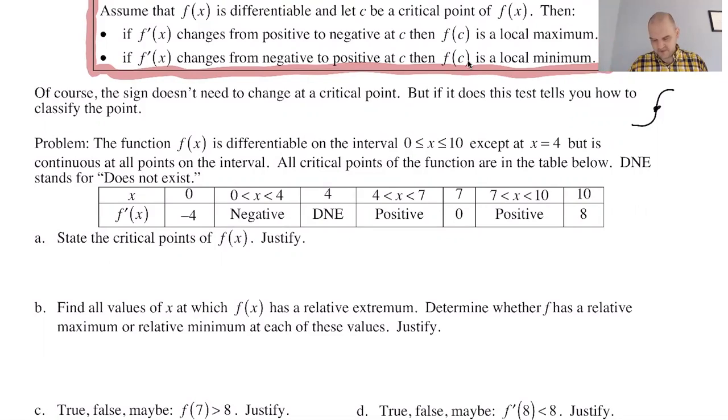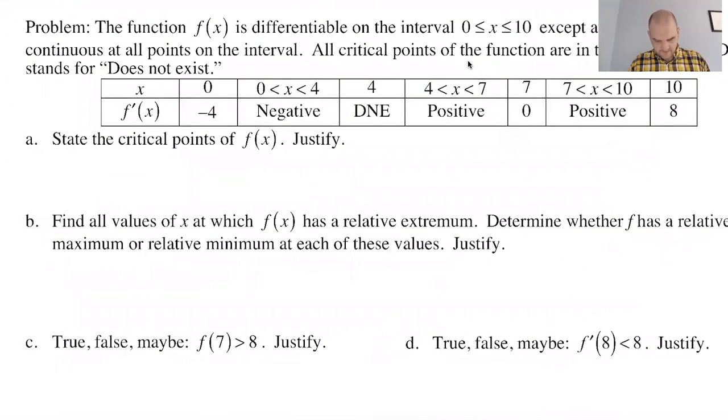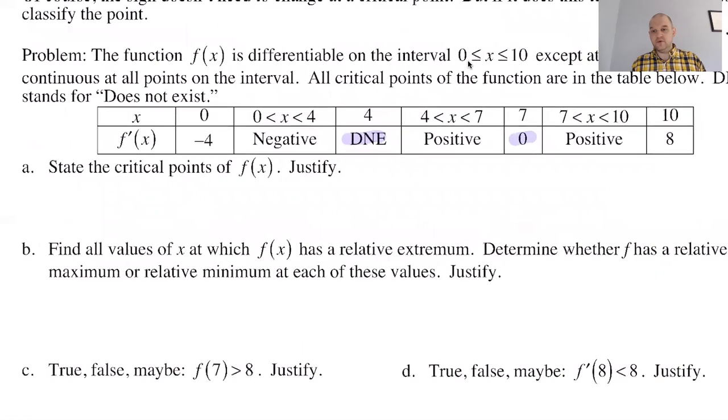Always the case, but sometimes you got to spell it out. All right, let's see. So we have this table and we want to state the critical points. Critical points are where the derivative is equal to 0 or the derivative doesn't exist. So I'm looking at this and I see a does not exist and I see a 0. Okay, so those are going to be my critical points.